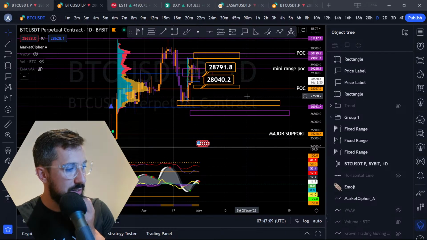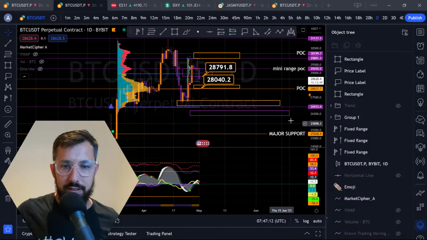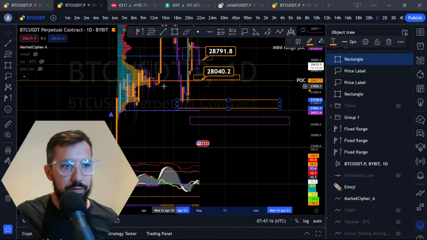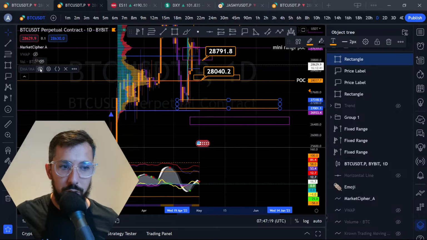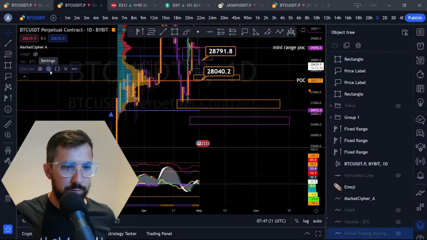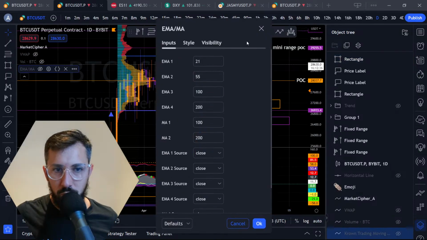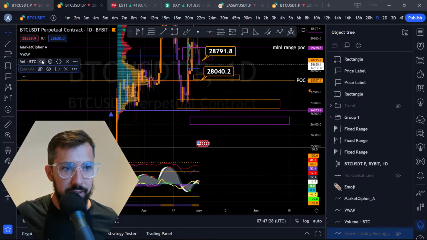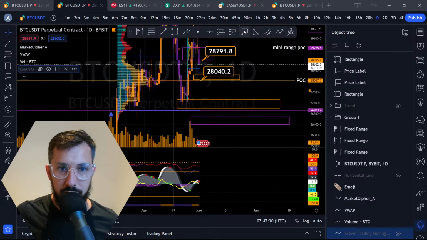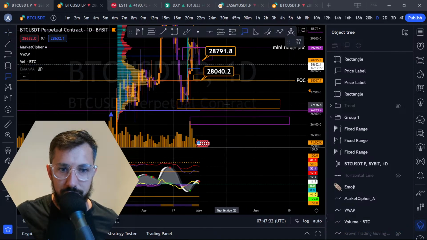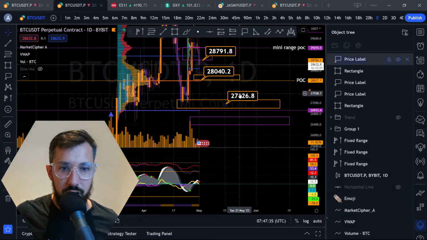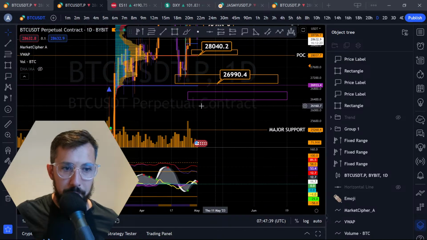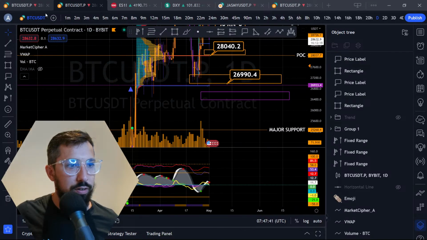VWAP acting as resistance, stopping us from getting to 28.7. Yeah. VWAP is quite powerful. I love VWAP. I've also been using the 21 and the 55. Been using that a bit more with my scalping. So we're looking for price to come down and challenge these lows, looking for a reaction. Obviously, we have the value area low here at 26,990. But it would be nice to see it come down and take out the bottom here.